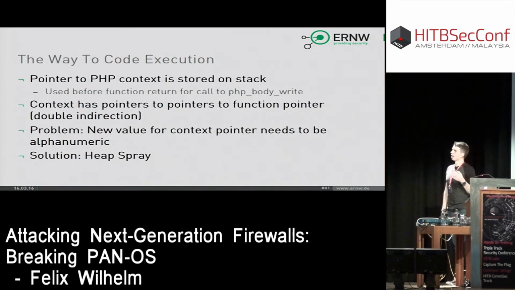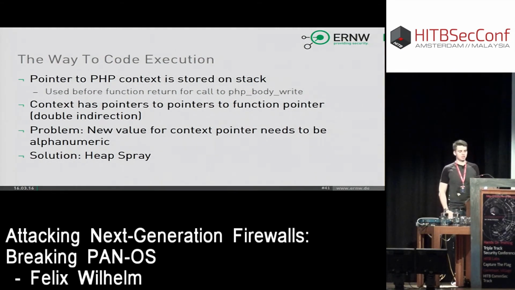Luckily, we have something that we can override, and this is a pointer to a PHP context. So the PHP context is like a global data structure, or a main data structure, used by the PHP interpreter. And this is stored on the stack in the vulnerable function. And it's used before the function returns when PHP body write is called. This context contains pointers to function pointers, so we have a double indirection we need to bypass. But we can override that with an arbitrary value.